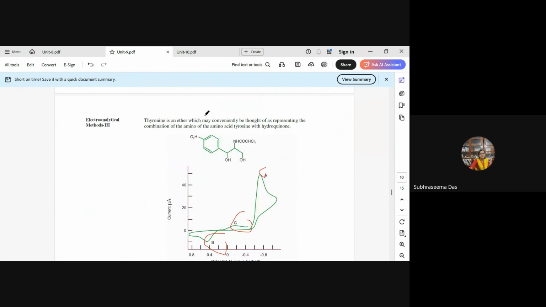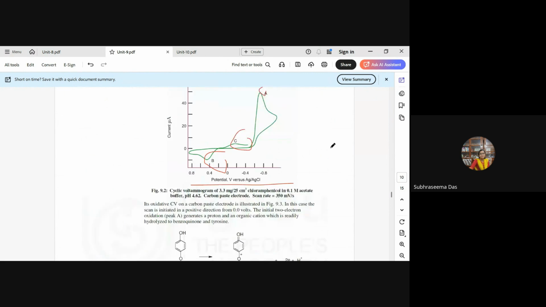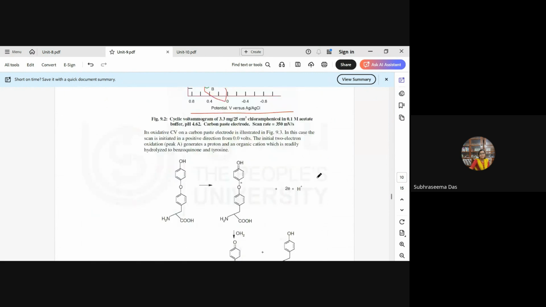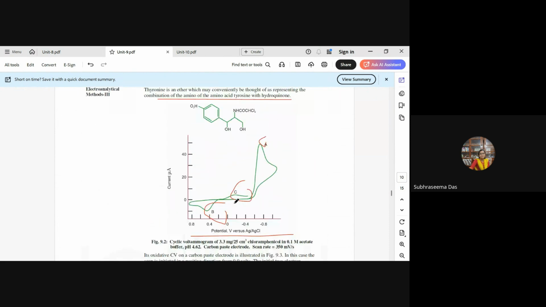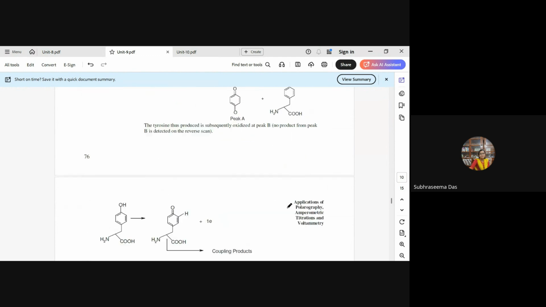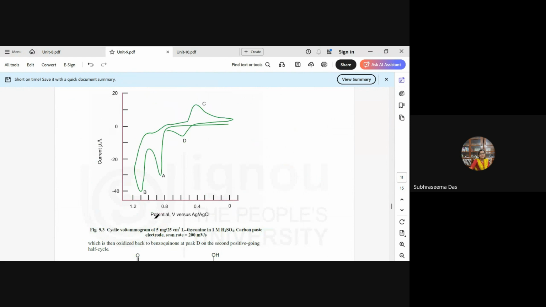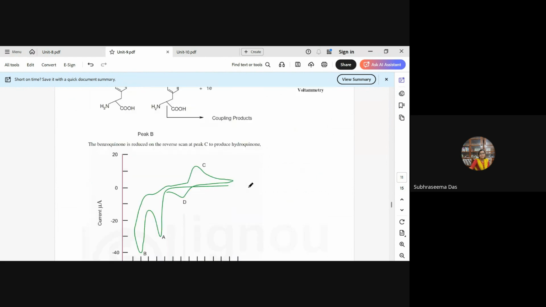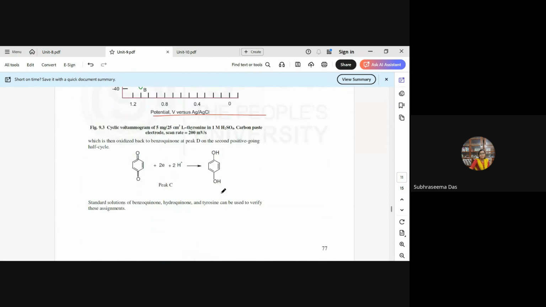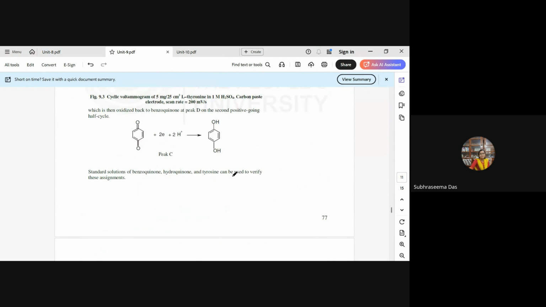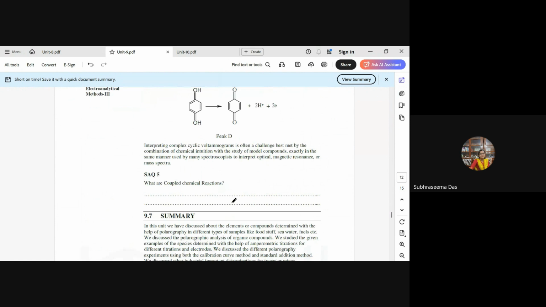Similarly, tyrosine is an ether which can conveniently be thought of as representing the combination of the amino acid tyrosine with hydroquinone. Here in the figure you can see the tyrosine. This is also its oxidative CV. Here the CV for tyrosine has been shown. So this is how the coupled reactions, the redox reactions occurring in different molecules, are identified by CV.